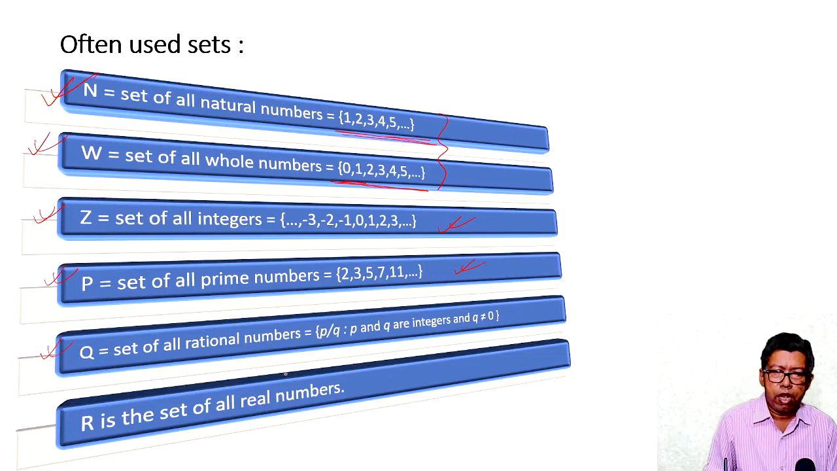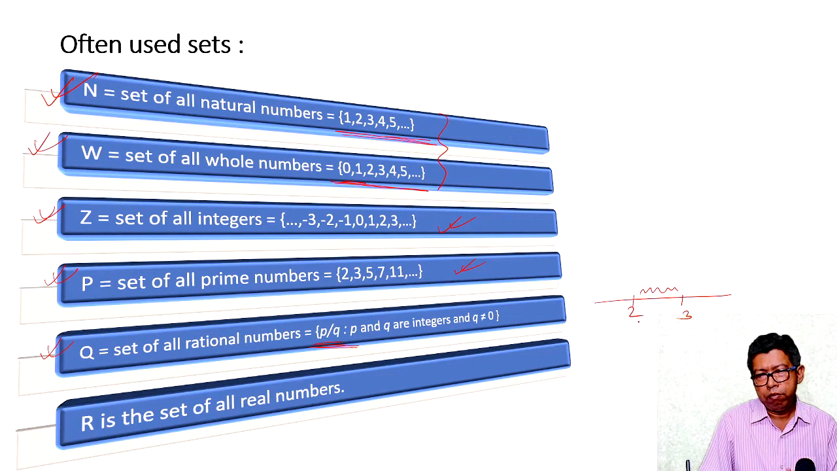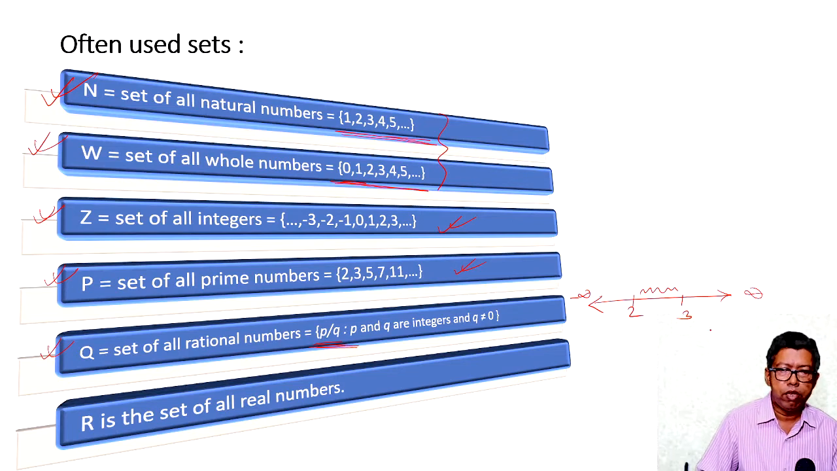Q is the set of all rational numbers, and in class 9th and 10th standard you learned this: a number which is represented in the form of p by q, where p and q are integers and q is not equal to 0, is a rational number. So if you get this type of numbers, then obviously these are rational numbers. Between two integers, suppose 2 and 3, there are infinite rational numbers. Since between two consecutive numbers there are infinite rational numbers, on the real line you will get a huge number of rational numbers. So this is also an infinite set.